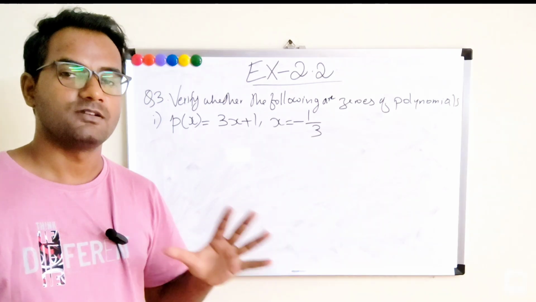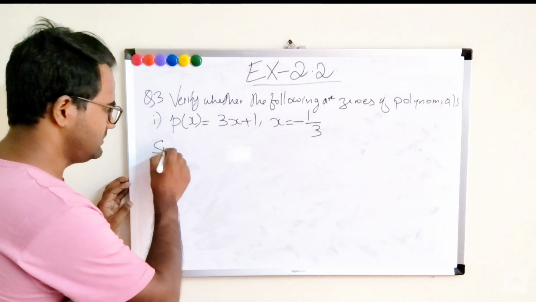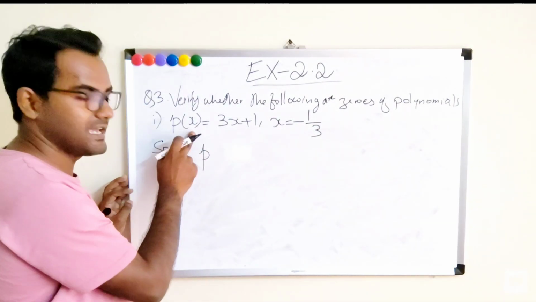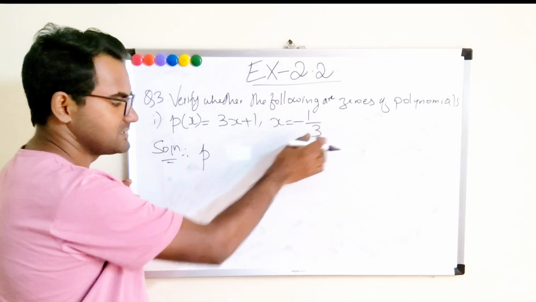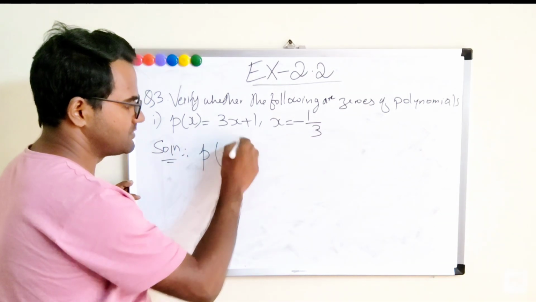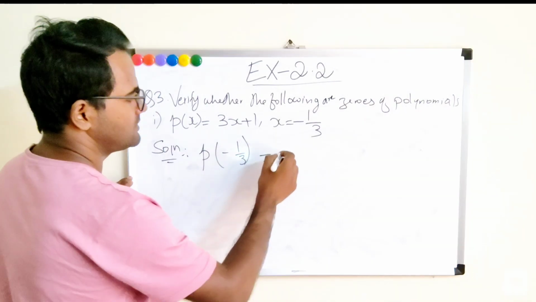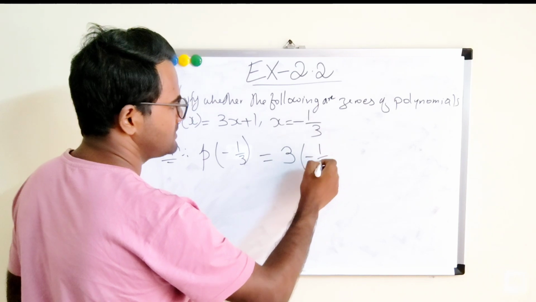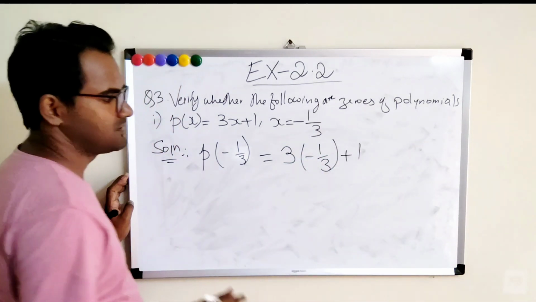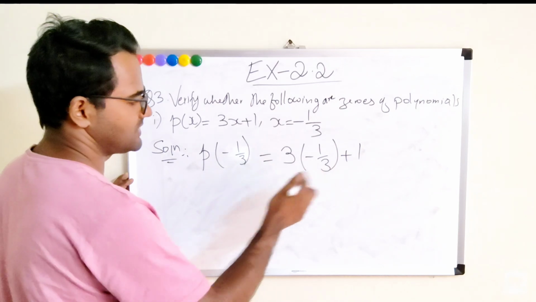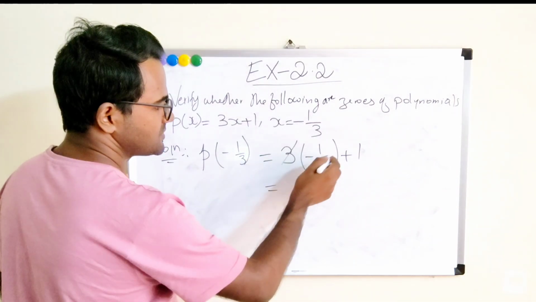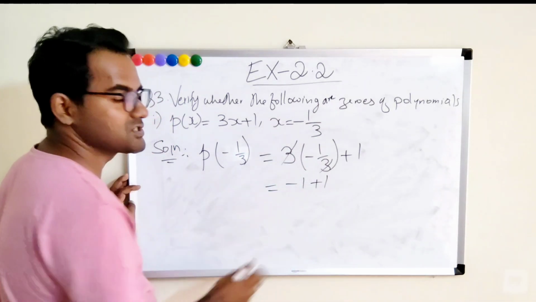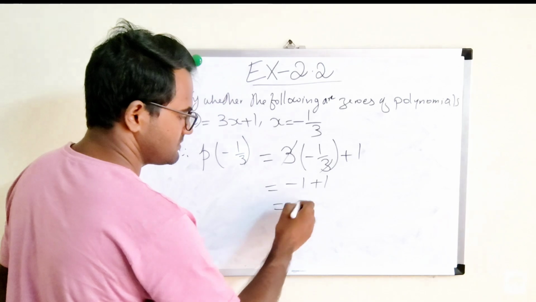Alright, so how do we do it? We just observe carefully. So here we'll be writing it like this. P of, see, we have to use x, right? In place of x we are going to write this minus 1 by 3. P of minus 1 by 3 equals 3. Then see, in place of x we are going to put this, that is minus 1 by 3 plus 1. Now we will do the calculation. So you can just cut off this 2, right? So what is left here? Minus 1 plus 1. So minus 1 plus 1, what do you get? 0, right? You get 0.